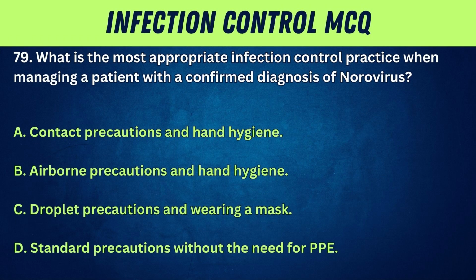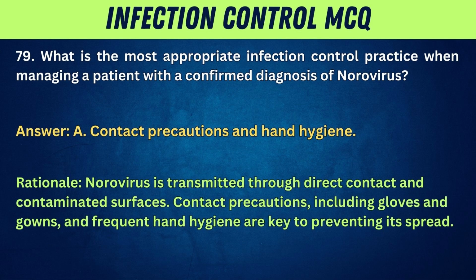79. What is the most appropriate infection control practice when managing a patient with a confirmed diagnosis of norovirus? A. Contact precautions and hand hygiene. B. Airborne precautions and hand hygiene. C. Droplet precautions and wearing a mask. D. Standard precautions without the need for PPE. Answer: A. Contact precautions and hand hygiene.